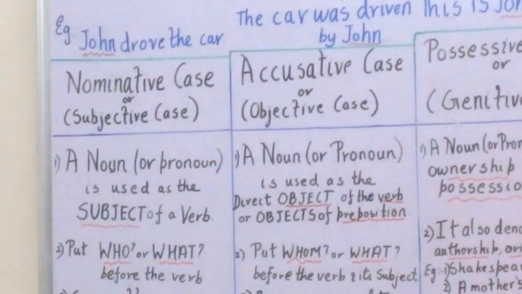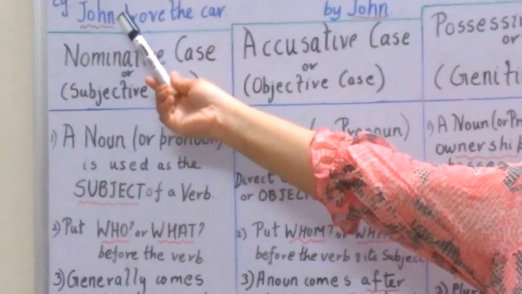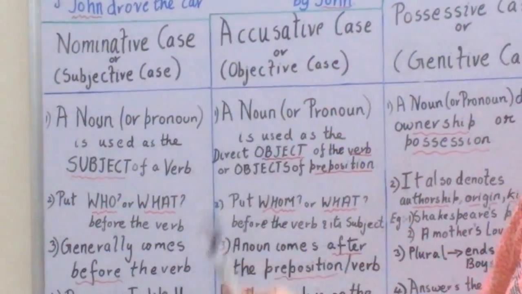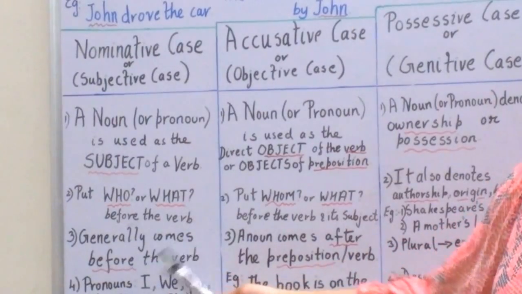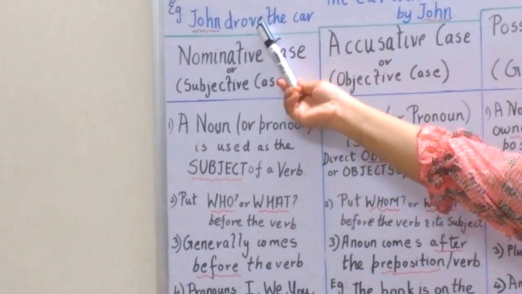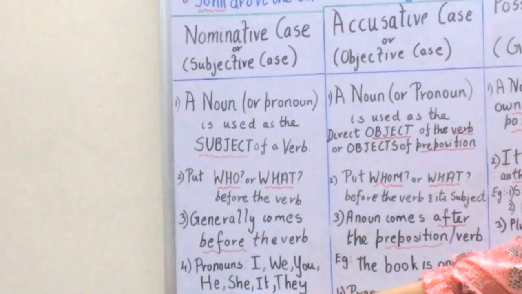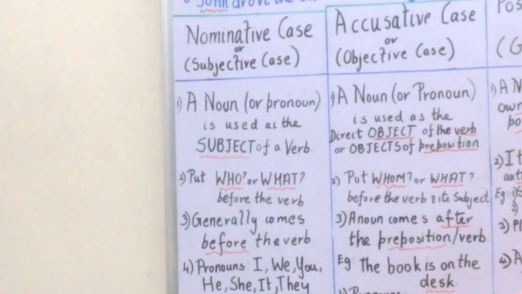Now let us see the other points. Put who or what before the verb, like I showed you. Who drove the car? In the same way, the subject generally comes before the verb. John is coming before the verb drove, which is the verb. We use seven pronouns: I, we, you, he, she, it, and they.